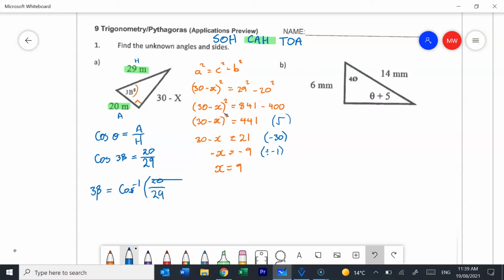This thing's getting a bit hot and not writing very well, sorry. I'll try that again. 20 over 29. It's really not enjoying this.